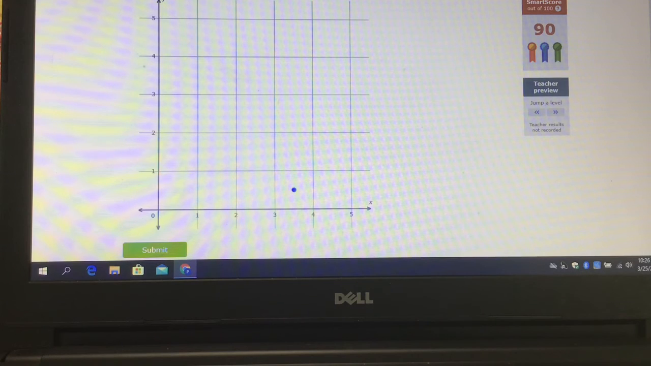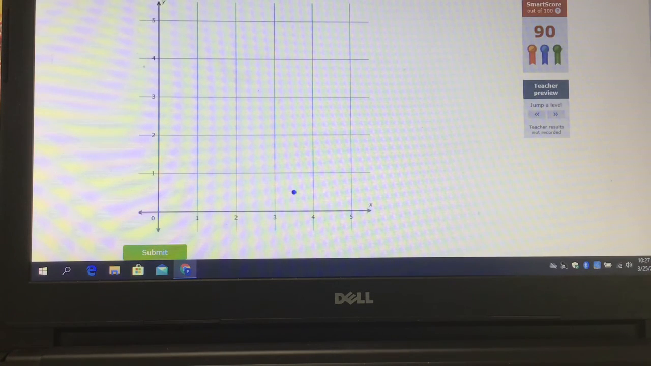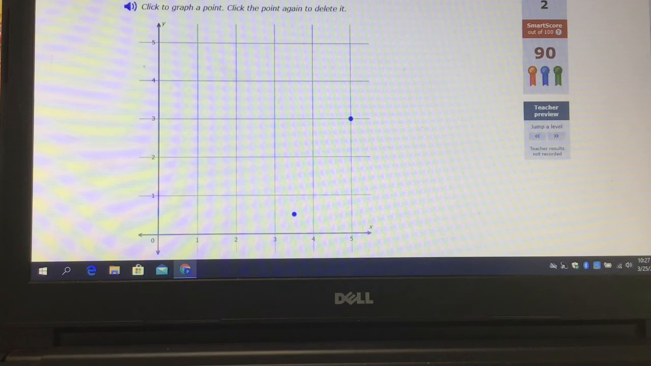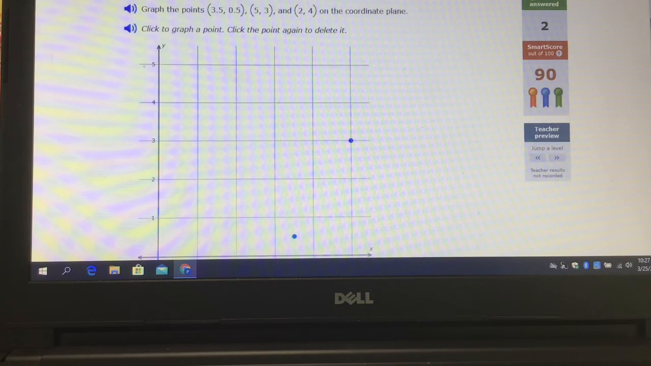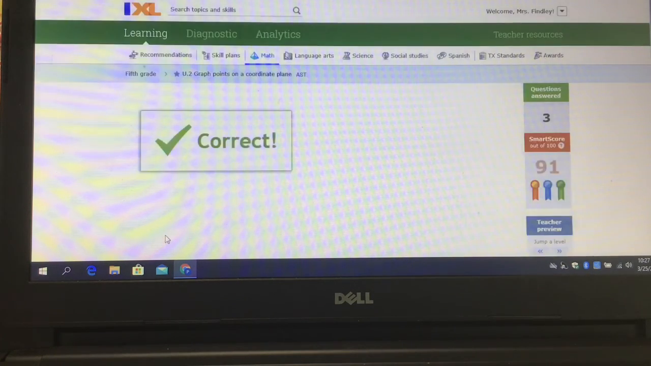All right, let's see what that next coordinate was that we had to plot. 5 and 3. Okay, so no decimal points here, just an X of 5 and a Y of 3. So there's an X of 5 and a Y of 3. Plot the point. And the next one was a 2 and a 4. So an X of 2 and a Y of 4. Here's our X of 2, and our Y is 4. So we plot that point and let's see if we got it all right.